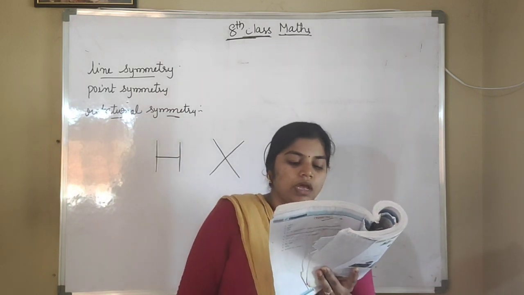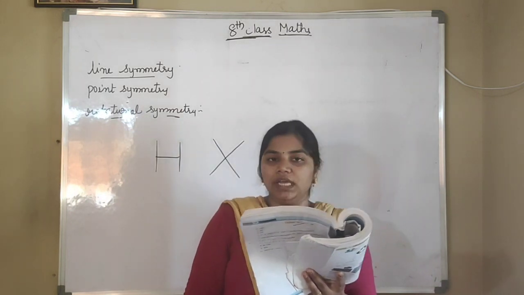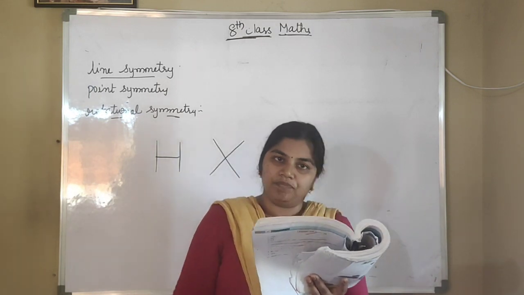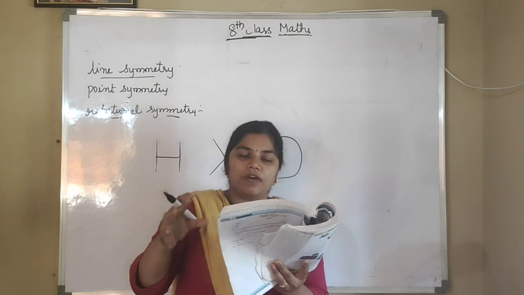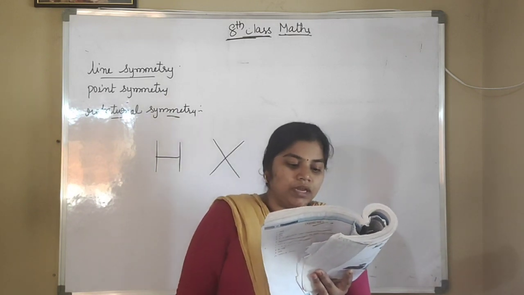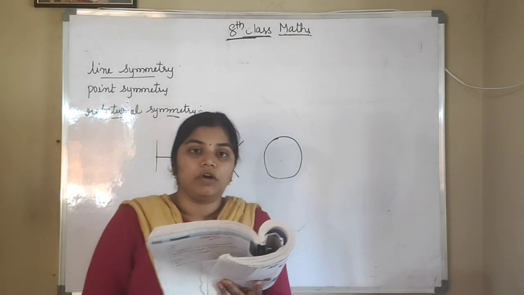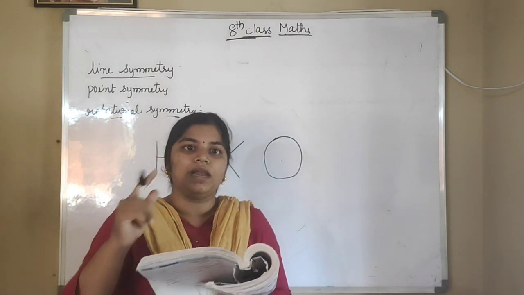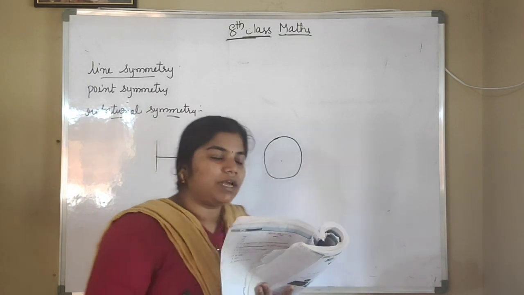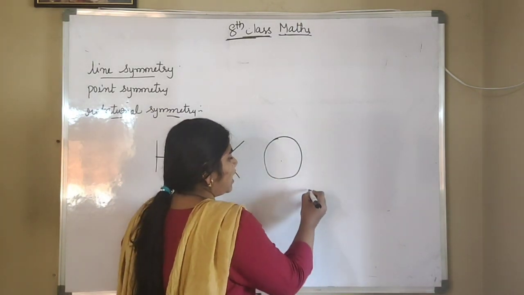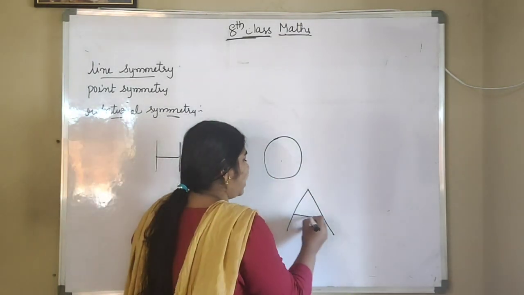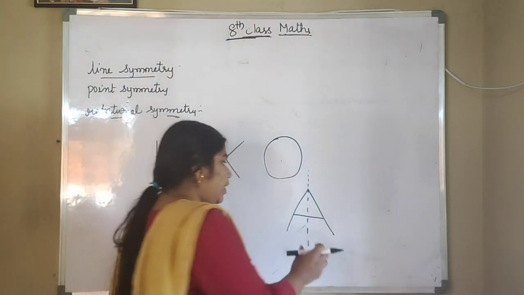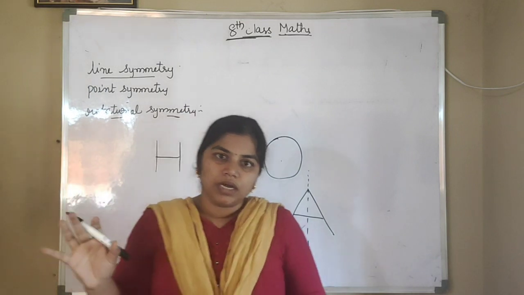First one, how many letters have no linear symmetry? No linear symmetry means it will not have any symmetrical line. Those figures you have to cut and paste in classwork. Next, how many letters have one line of symmetry? In the English alphabet, how many letters have only one line of symmetry? You have to check and paste in classwork. Suppose I take A. For this A, you have only one line of symmetry. So this one you have to cut and paste in your classwork.